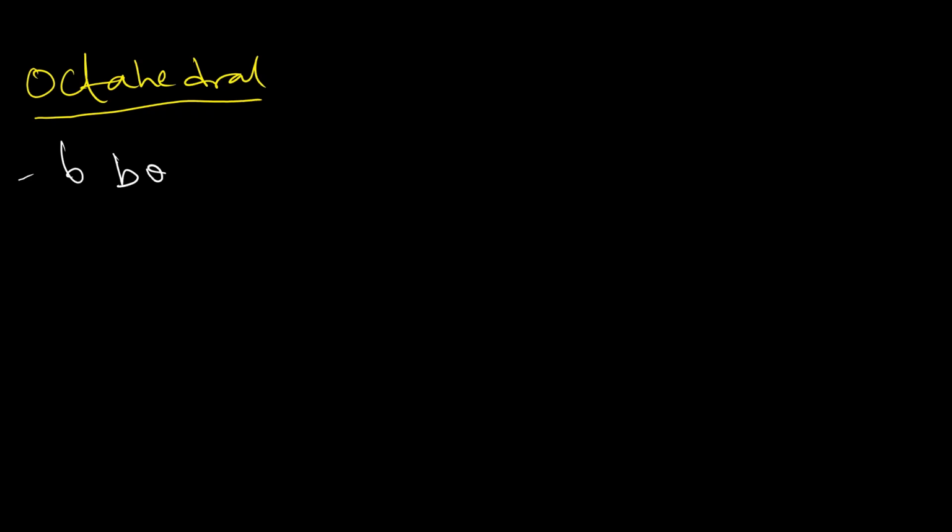So the last shape we're going to look at is octahedral. In octahedral, the central atom is bonded with 6 electron pairs. It has 6 bonding pairs of electrons.